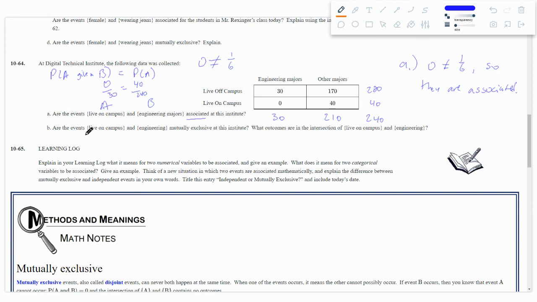Part B now, this is important. Are the events living on campus and engineering mutually exclusive? Yes. Why? Because that's the probability of A and B equaling 0. So living on campus and being engineering, that's where the 0 comes in. So yes, 0 equals 0. That's good. So because of that, there are no outcomes, because the intersection is 0. So that's how these tables work. And we're going to learn in the next lesson that these are what we call two-way tables. These are two different variables being compared with each other, and we're using these tables to organize our data.